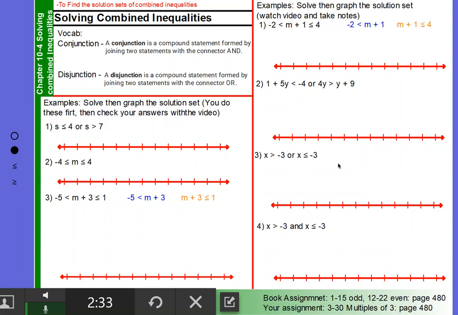For question 3, we have the condition x is greater than negative 3, or x is less than or equal to negative 3. Okay, so let's start with this first part. X is greater than negative 3. Well, this greater than symbol, in this part here, can x be equal to negative 3? Well, no. X can only be greater than negative 3. So that means we're going to have to use an open dot.